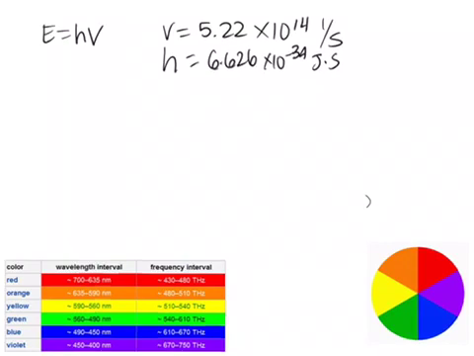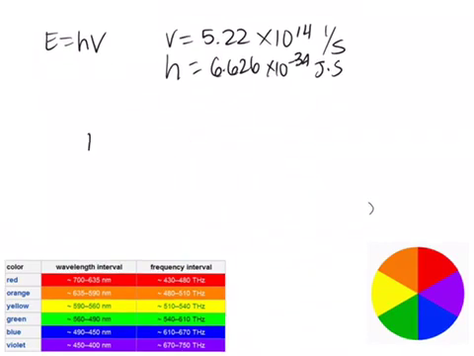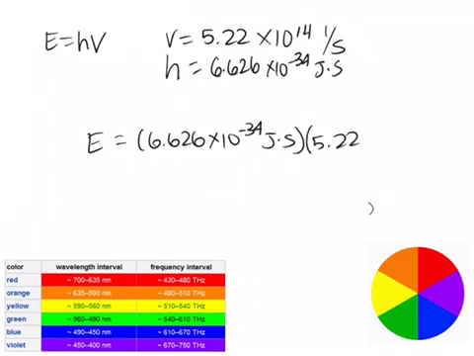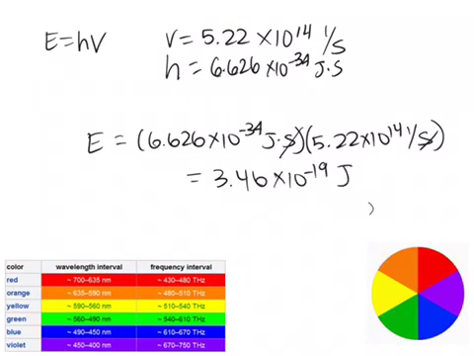Now we can plug this into the equation with energy equals Planck's constant, 6.626 times 10 to the negative 34th joules times seconds, times nu, which is 5.22 times 10 to the 14th inverse seconds. And canceling seconds, we are left with energy, which is 3.46 times 10 to the negative 19th joules. And we can see that the unit for energy is in joules, and this is our answer.